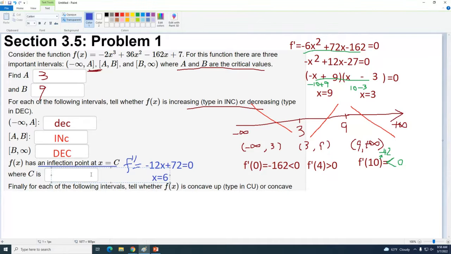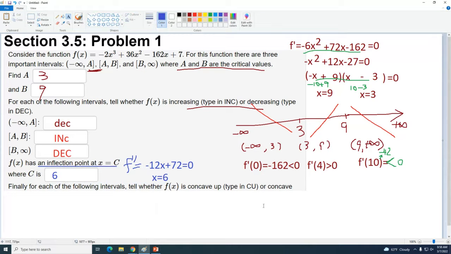So now c equals 6. And of course, we want to know concavity. I can almost guess that this is concave up, then concave down. So I think it's CU and then CD. We can always double check.